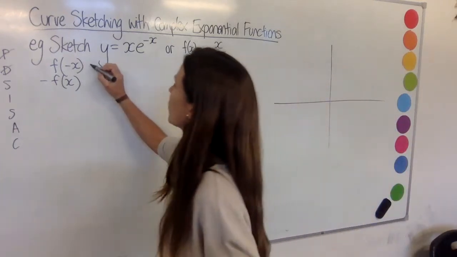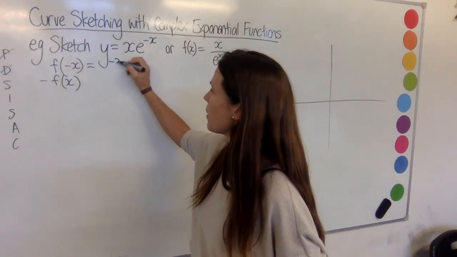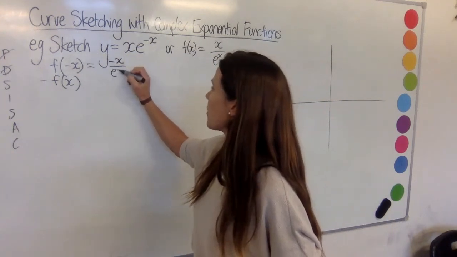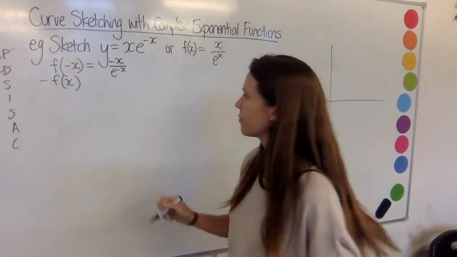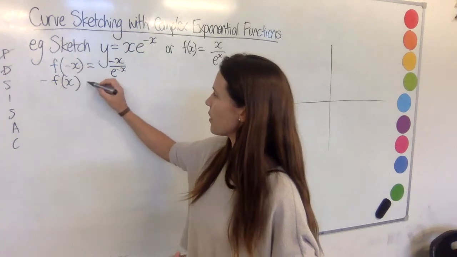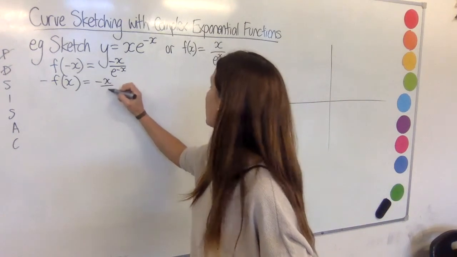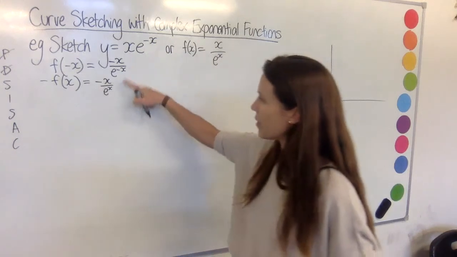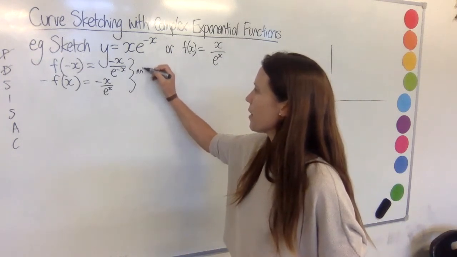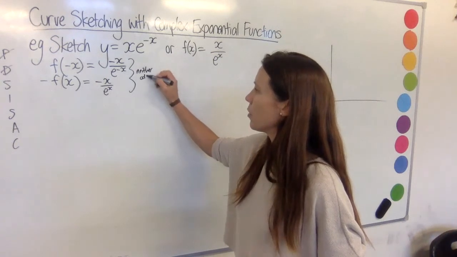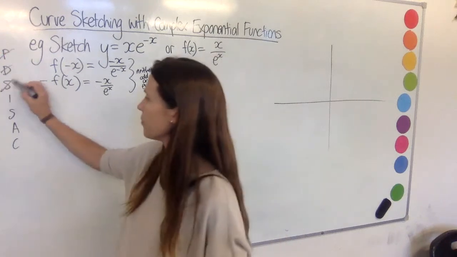So let's have a quick look. Subbing negative x in where they've got x there gives us minus x over e to the minus x. Well, that's not the same, so it's not even. And putting a negative in front of the entire function really just puts a negative in front of the x and gives us this. These are also not the same as each other. So therefore, I've found that it's neither odd nor even. Okay, that's that step done.